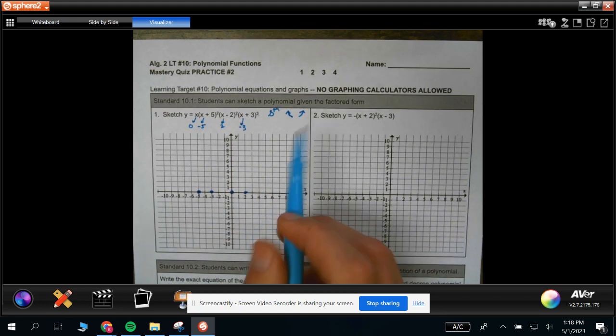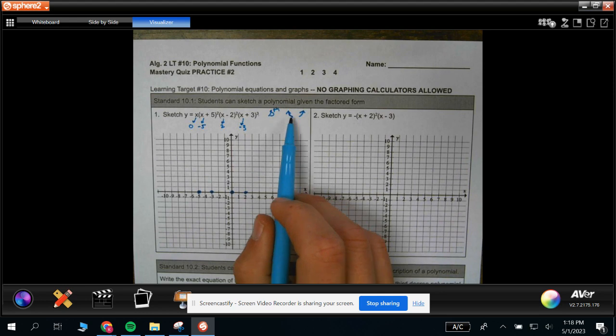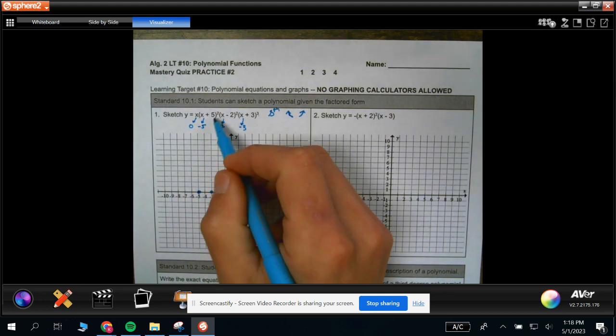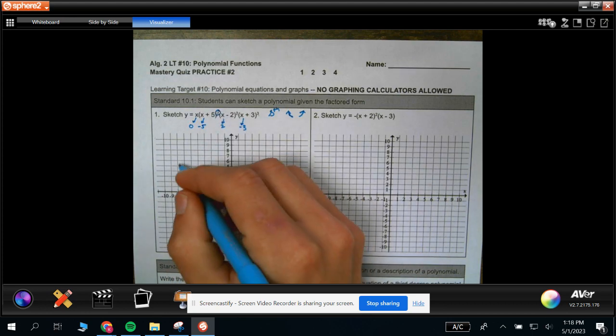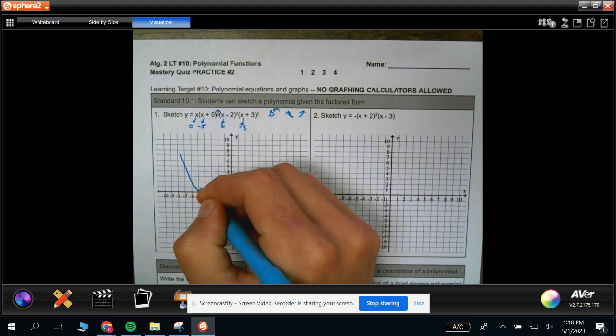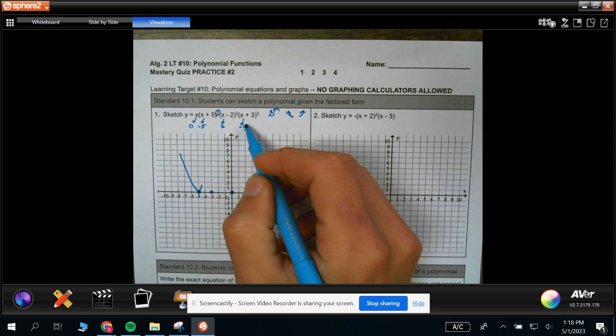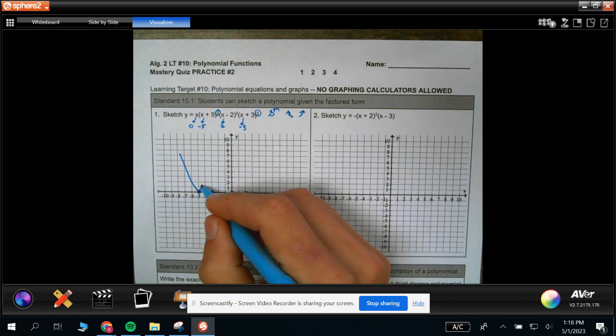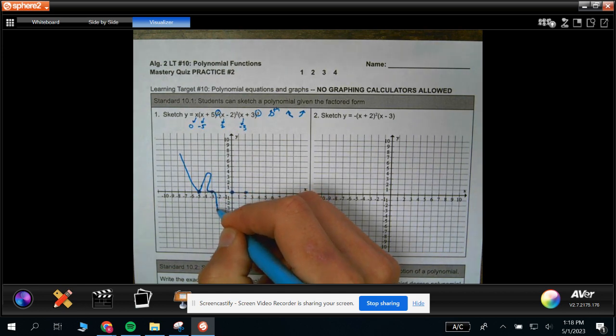Okay, now because I know it's an even degree and it's positive, I know I'm going to start from this direction. What's going to happen at -5? I see it's a 2, so it's a double root. So it's going to come down and bounce off. What's going to happen at -3? I see that triple right there. It's a triple root. So that means it's going to go through it, but flatten out and then go through.